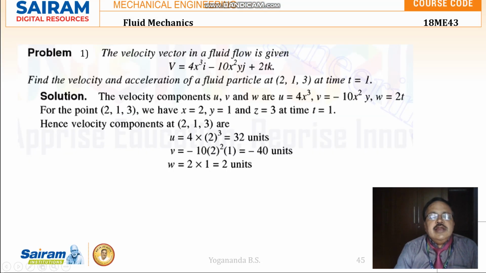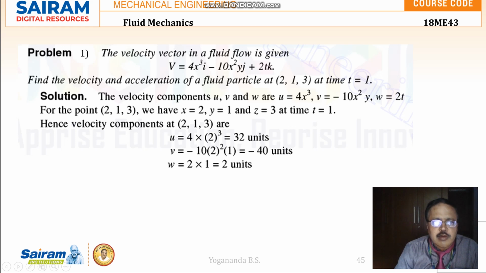So the velocity vector in the fluid flow is given by this equation. So this is the resultant velocity having the vector equation here. It is asked to find the velocity and acceleration of the fluid particle at the coordinates 2, 1, 3 at the time t is equal to 1 unit. It may be in seconds or minutes.